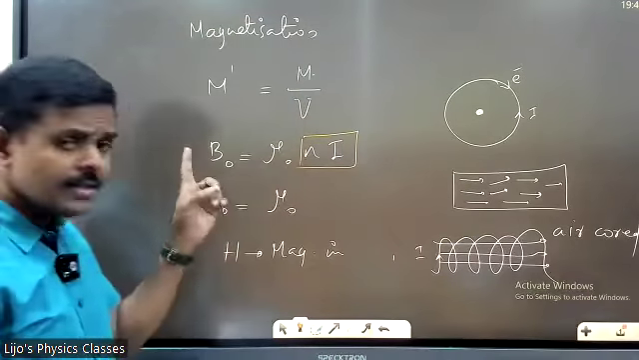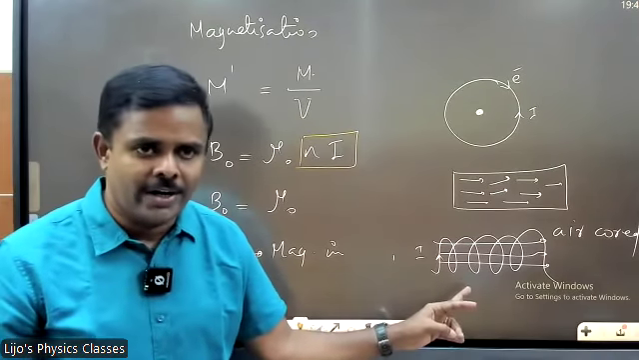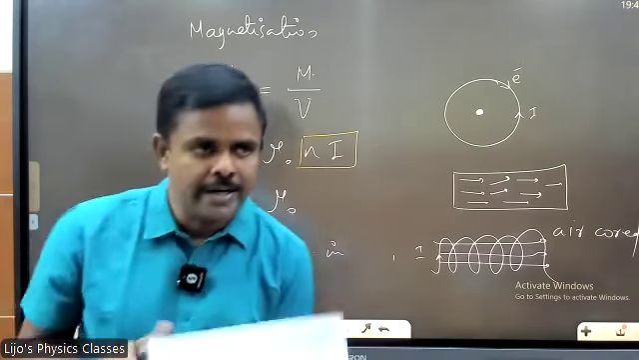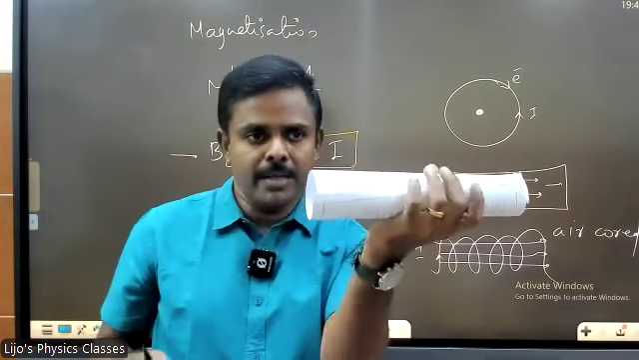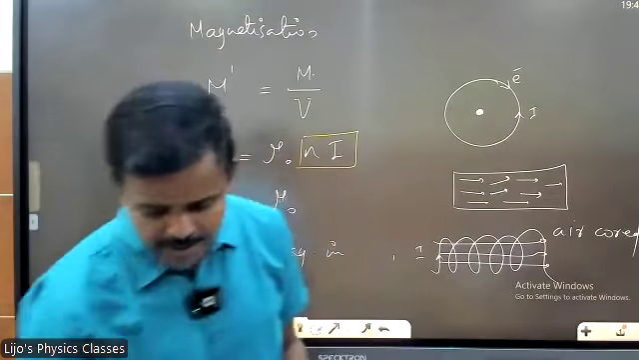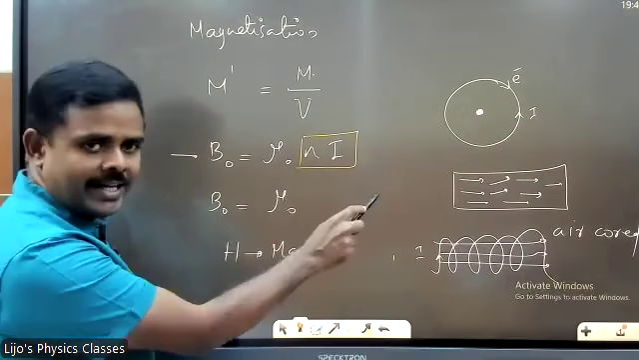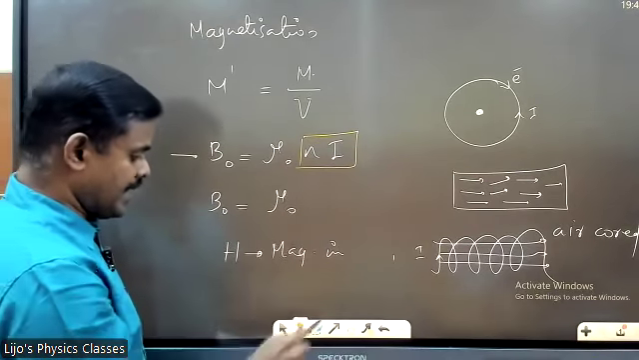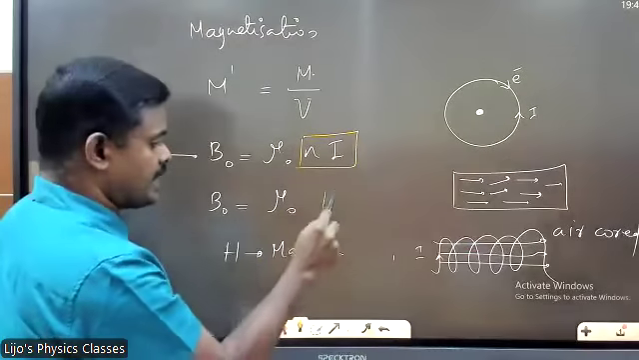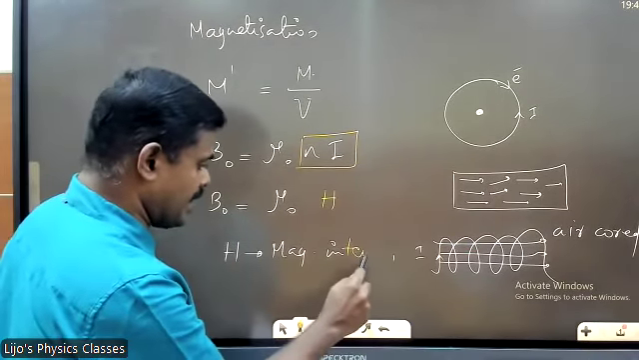Secondly, I told you about a solenoid, an air-cored solenoid to be precise. Like a pipe, hollow inside, with air inside. Then the magnetic field is given by mu zero times Ni. Ni is called H. It is called magnetic intensity.